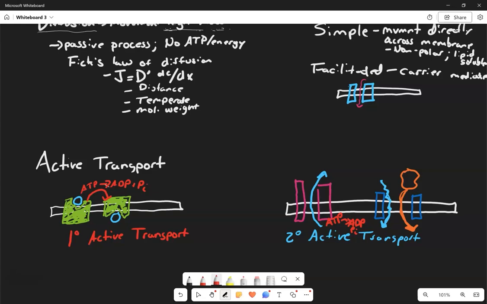But all of these different methods are used throughout the body. So it's important to understand these methods so that when we get to the different organs and we learn about how things move in and out of cells for individual tissues or organs, we know these are the methods that we're talking about.